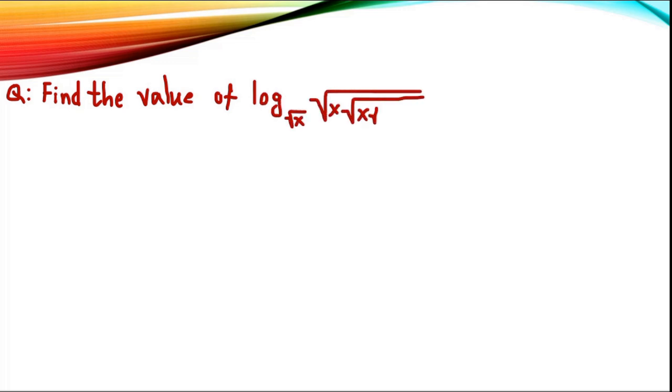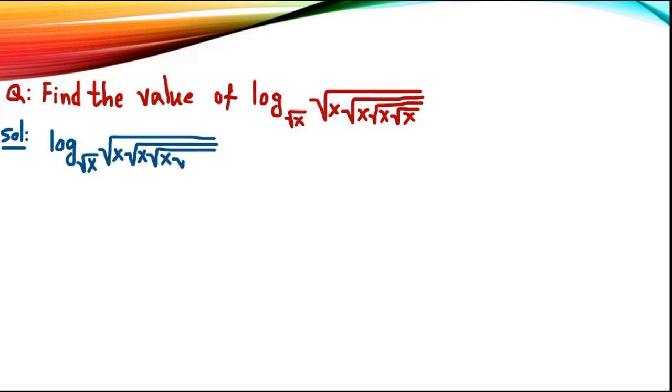Here the question is finding the value of this logarithm. Here it is given as log base root x of root x of root x of root x of root x. There are 4 square roots here. Let's solve this solution. Start the solution with changing the first square root as power 1 by 2.